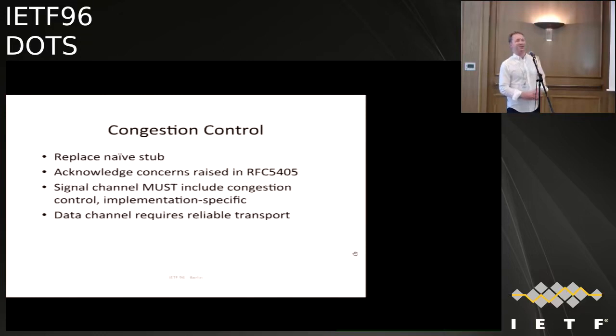Next slide. The previous congestion control section just sort of naively said, yeah, we probably won't be sending that much, so it's not a concern. This update tries to make the congestion control considerations more explicit, really take into consideration the concerns raised in RFC 5405. And it says explicitly that the signal channel must have something that handles congestion control, while the data channel is expected to be handled over a reliable transport, in which case the transport itself will be handling that.